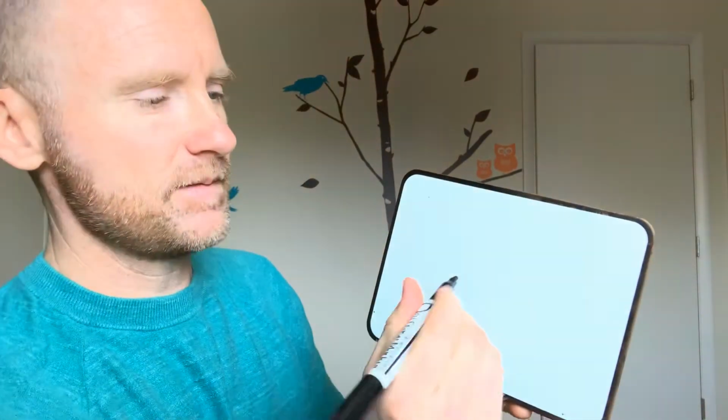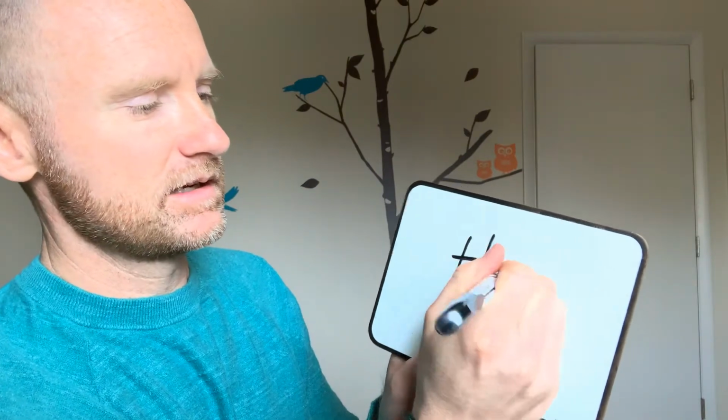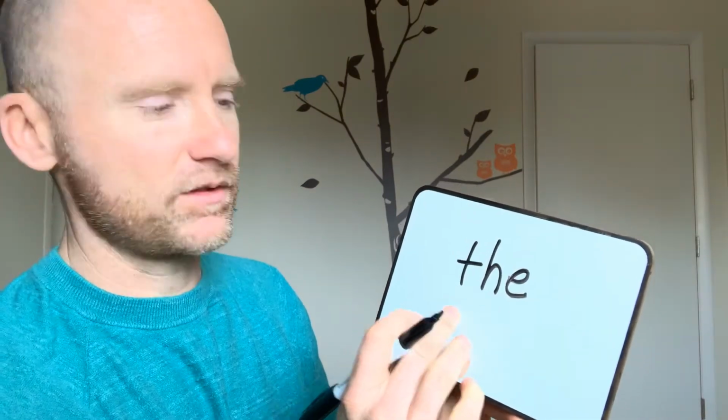And then as far as the spelling goes, I love to use the whiteboards, markers, and erasers. So first of all, they would say the word, the, they would write it, and then they would say it out loud, the. Then they would erase it. Write it again, the, okay? And they would repeat that like 4 or 5 times.